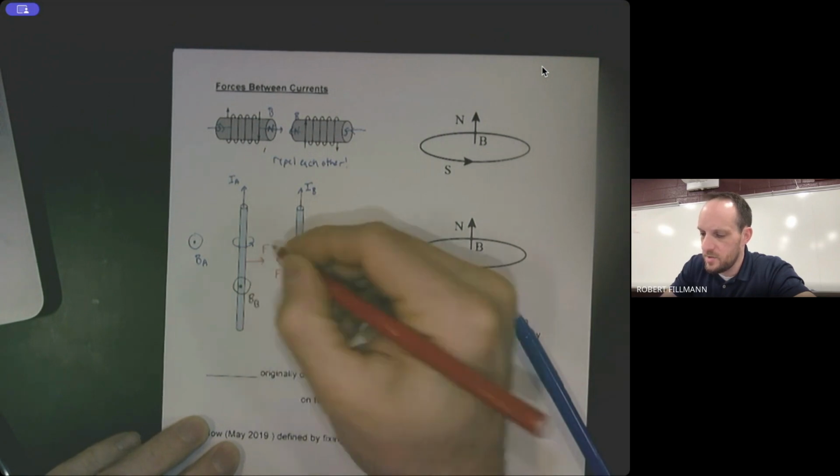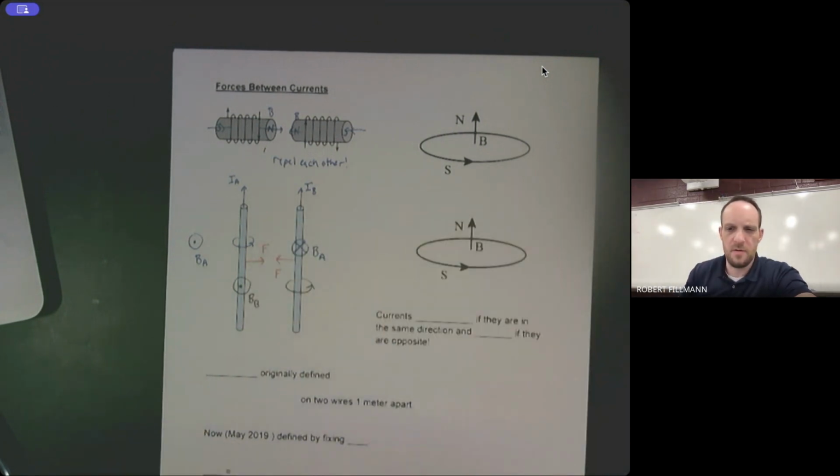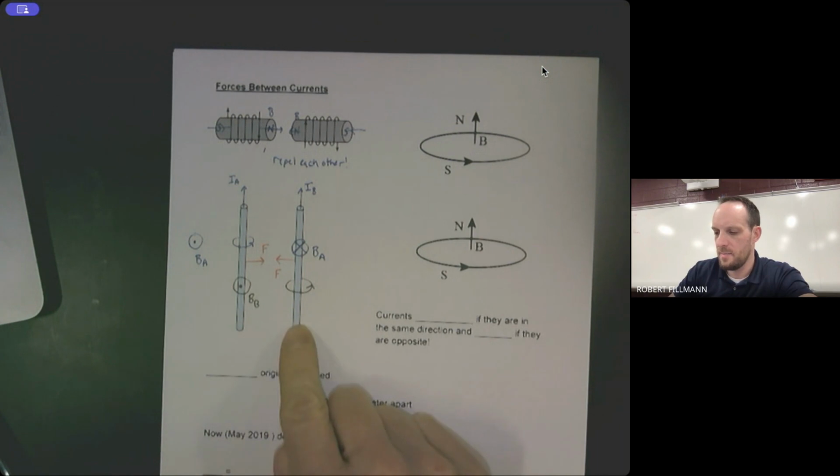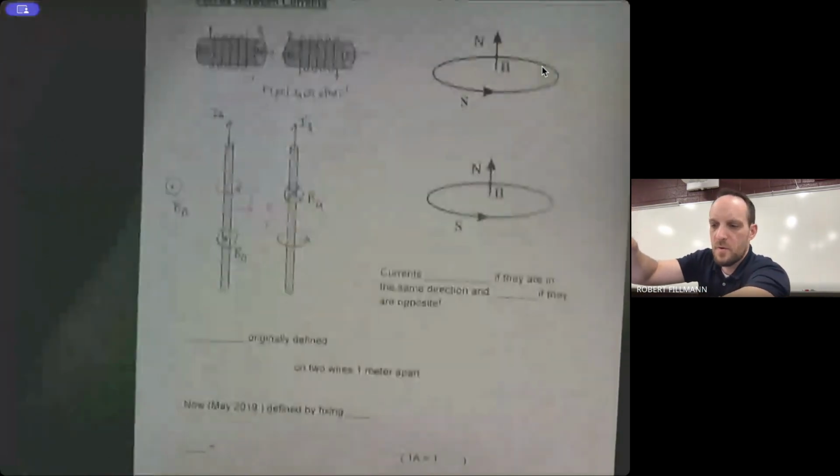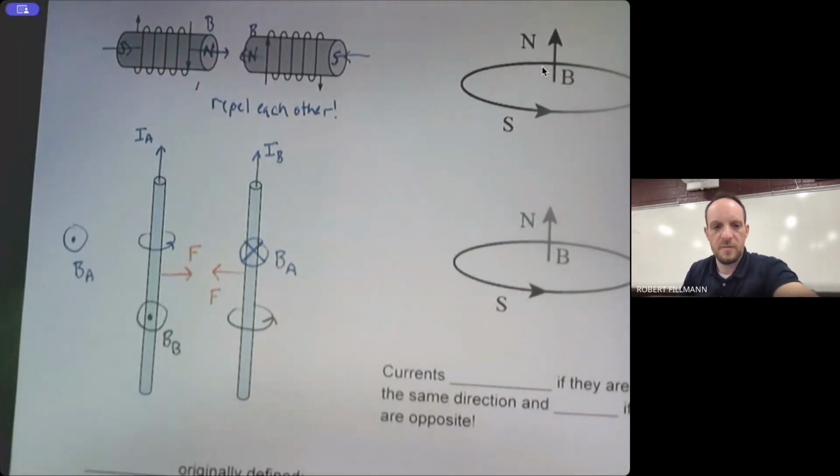And I shouldn't be too surprised about that, because if you think about Newton's third law, if wire A pulls wire B to the left, then wire B has to pull wire A back to the right. And they're both going to get the same amount of force. It's a pair of forces via Newton's third law.